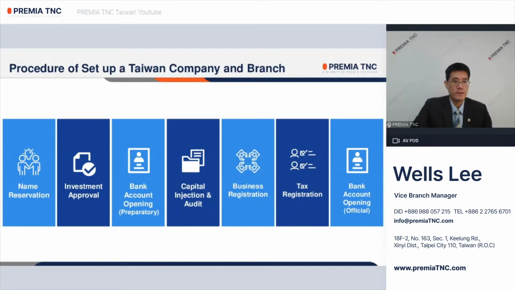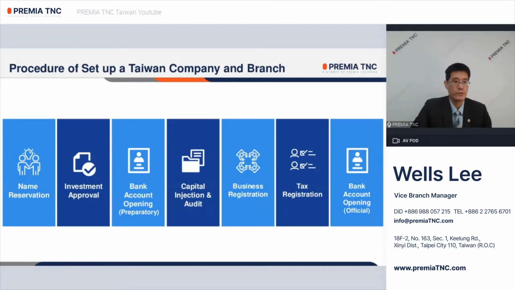Okay, after the capital is settled, the next step is to file for business registration and tax registration. You will receive an incorporation approval letter and a company registration form. The last step is to go to the bank again to open the official bank account we discussed before.